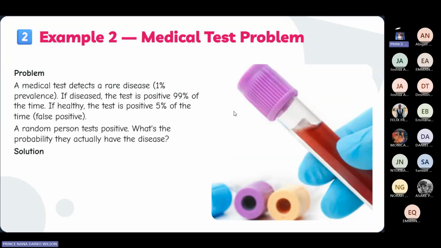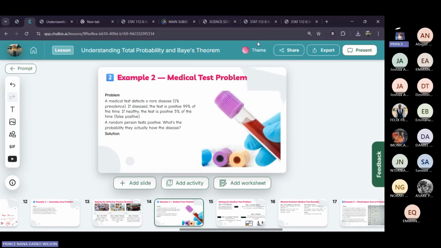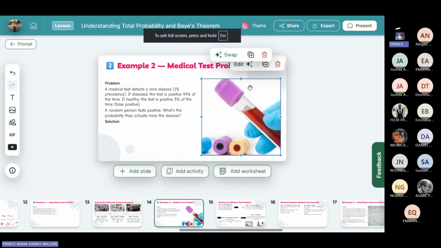So then the question only gave us specifically the probability of picking a defective product.